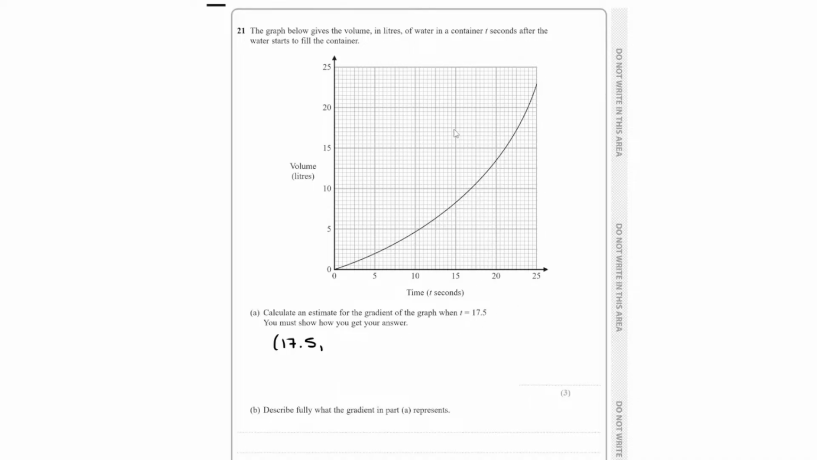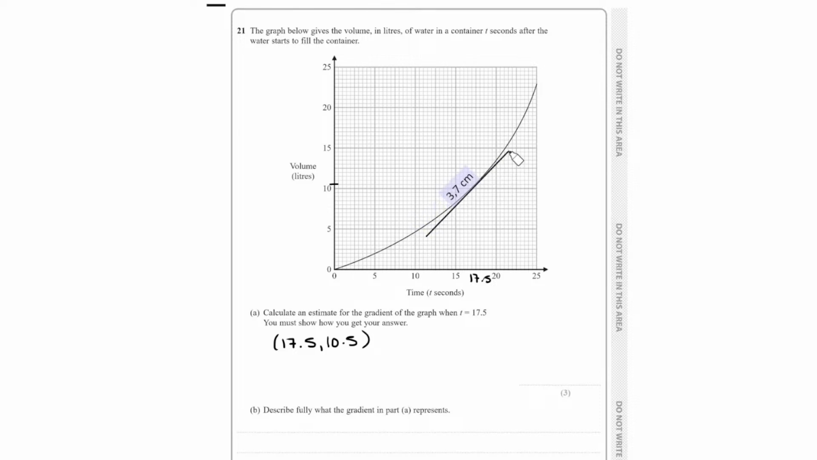So 17.5 is here, isn't it? Before I draw the tangent, I like to just read off, because it's quite an exact coordinate. Be careful of the scale. I would say that's 10.5. It's not 11, it's 10.5. So I just like to write that one down first, then I'll draw my tangent, because otherwise once you've drawn your tangent you can't really read the coordinate very well.